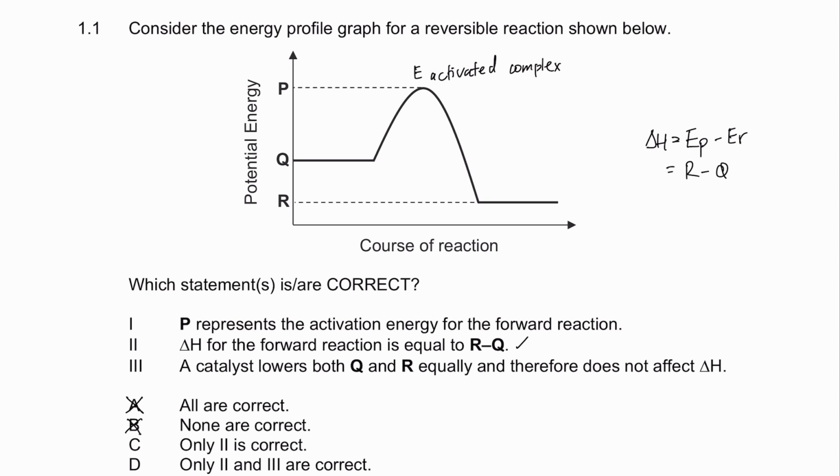Let's look at point 3. A catalyst lowers both Q and R equally, therefore does not affect delta H. A catalyst does not interfere with the energy of the reactants or products. The catalyst only serves a singular purpose, which is to decrease the activation energy and increase the rate of the reaction. So if there was a use of a catalyst, the only thing that the catalyst would do would be to provide an alternate pathway by decreasing the activation energy.